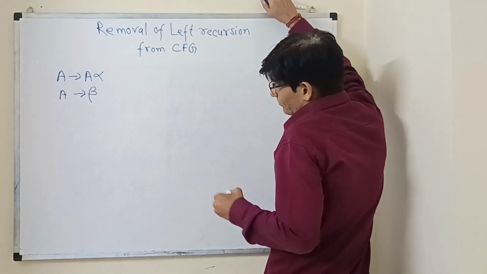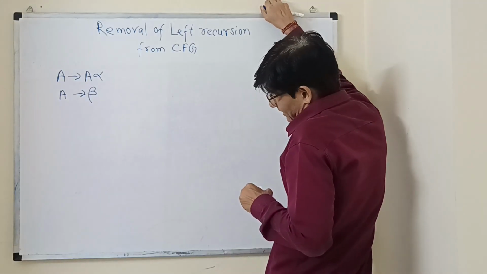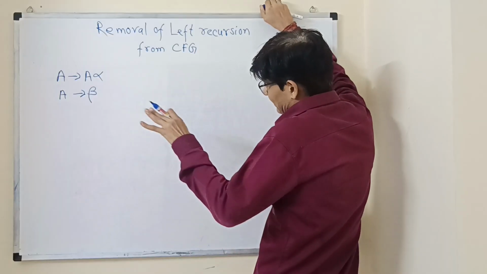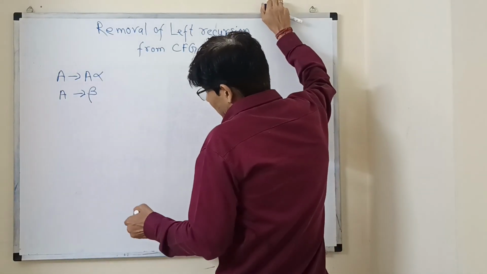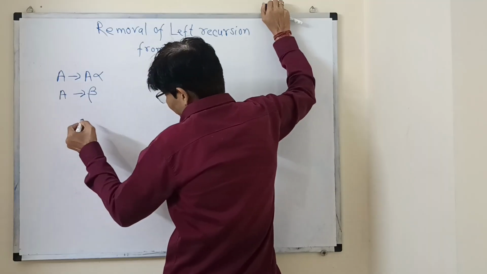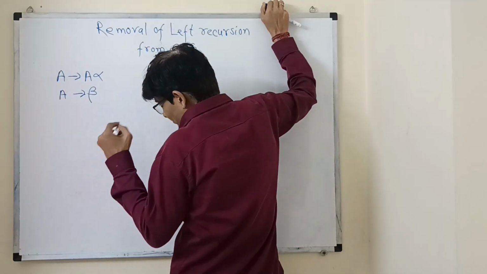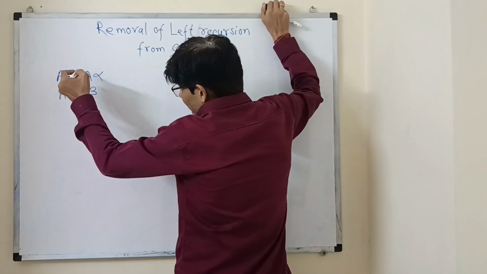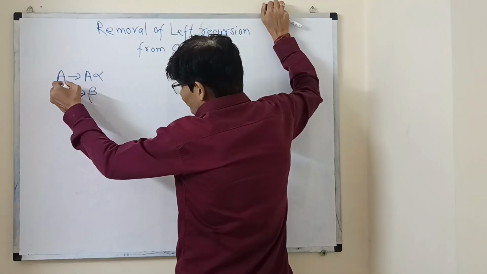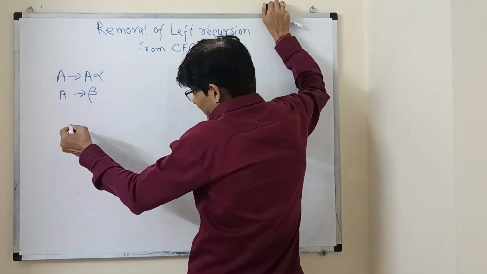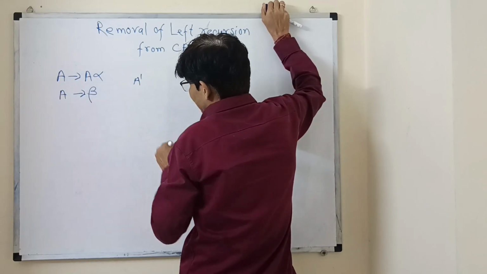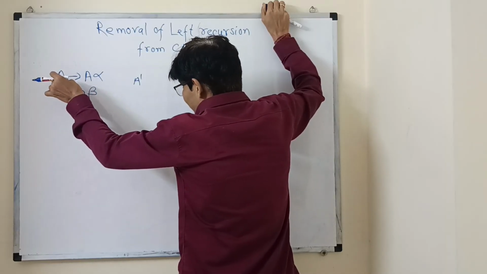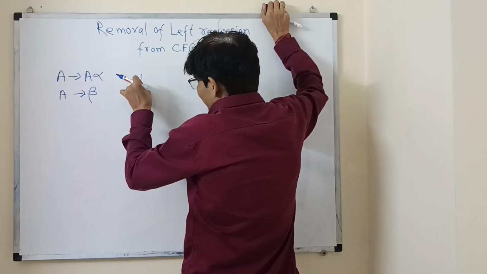We will add one more variable here, and we will also add the production of that particular variable. Now how are we deciding the variable? The variable name, you can have anything. Here, to explain this process properly, I am adding one additional variable, A dash, because I am removing the left recursion of variable A, so I am adding one variable A dash.